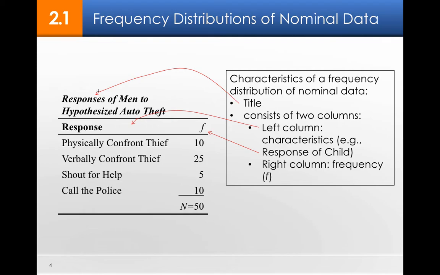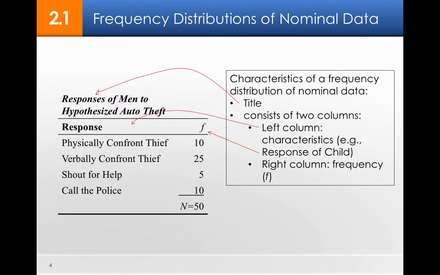So here's an example of a frequency distribution of nominal data. What they're measuring is responses of men to a hypothesized auto theft. There are 4 options here. They could confront the thief physically, confront him verbally, shout for help, or call the police. You can see that our answers are organized into a chart, right? We've got our responses in the first column, and in the second column to the right, the number of people who chose that particular response. The F in italics stands for frequency. So for example, 25 people chose to verbally confront the thief.